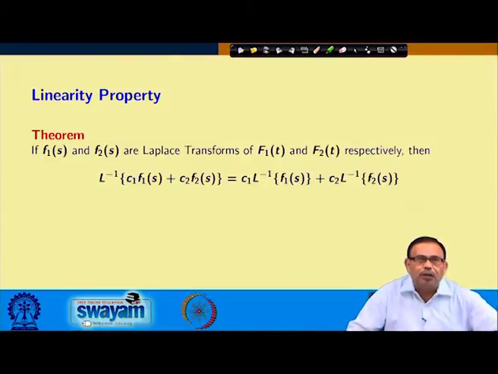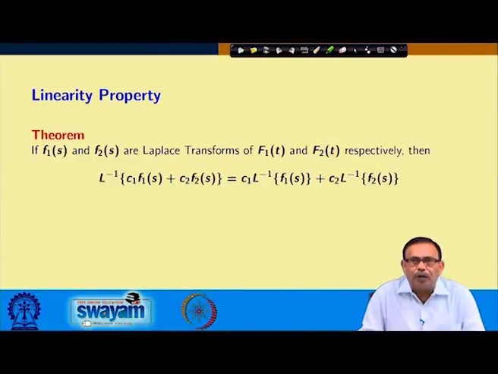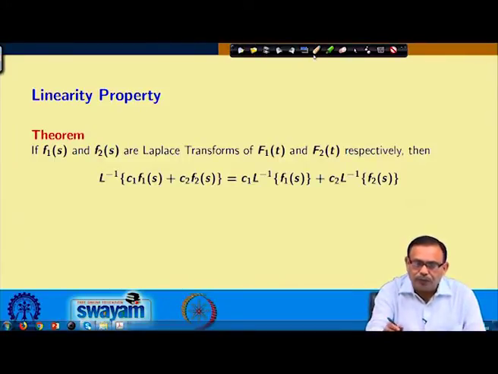The first property is the linearity property. Just like in the Laplace transform, we had the linearity property, in the inverse Laplace transform also we have the linearity property. If F1(s) and F2(s) are Laplace transforms of f1(t) and f2(t) respectively, then L inverse of C1 F1(s) plus C2 F2(s) is equal to C1 L inverse of F1(s) plus C2 L inverse of F2(s). Let us see the proof of this one.